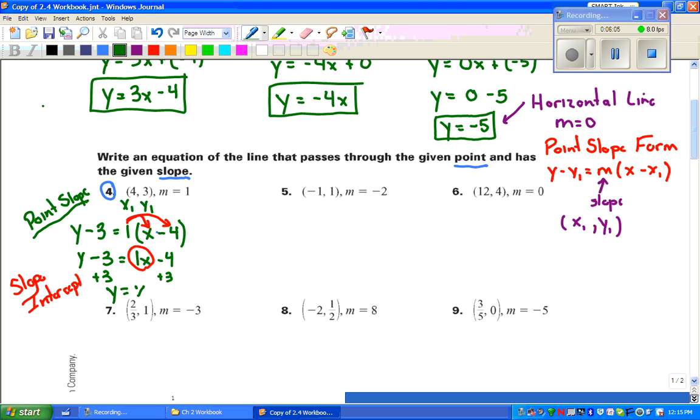Should be y equals x minus 1. All right, and now we are in slope-intercept form. Okay, this up here was point-slope form, and then we transformed it into slope-intercept form. Let's do number 6 together.